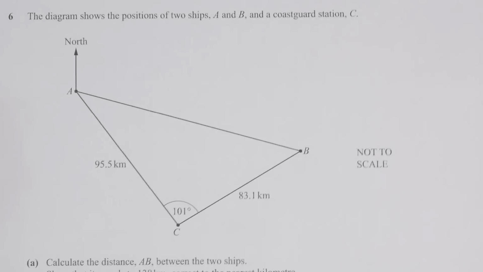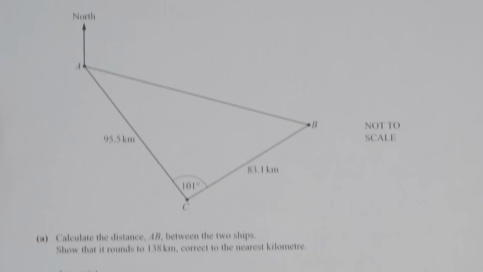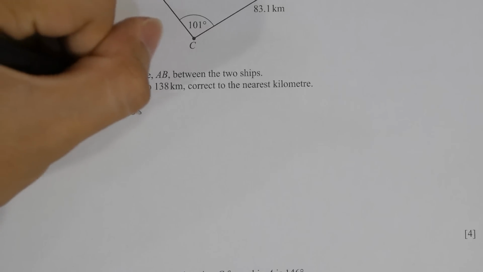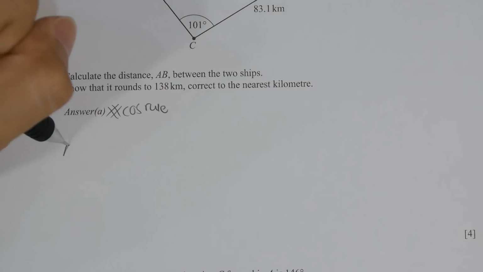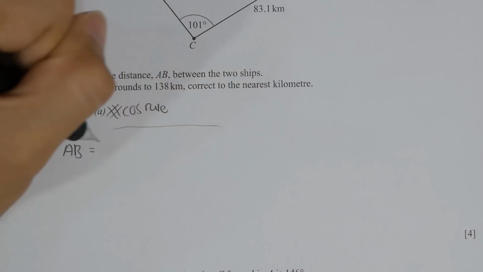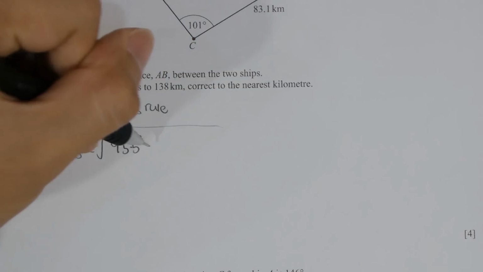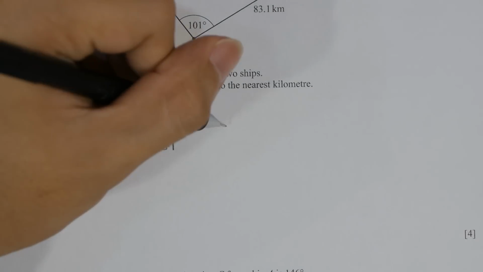For question 6 part A, they actually want you to prove that AB is 138 km. So simply use the cosine rule, then you'll be able to identify the answer.